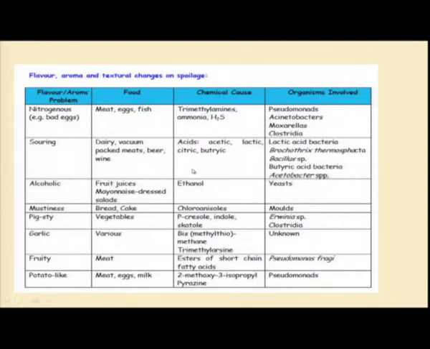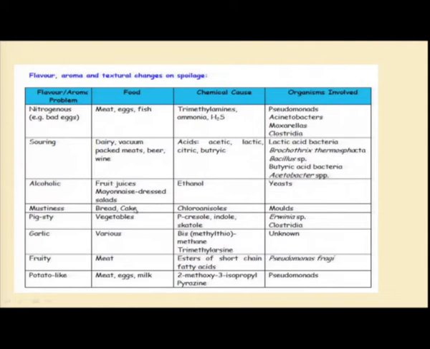This is because of the production of acids, acetic acid, lactic acid, citric acid, butyric acid, etc., mainly caused by lactic acid bacteria, Brochothrix, Bacillus, etc. Fruit juices can become fermented, can become alcoholic. Basically, ethanol gets produced there. This is mainly by yeast.